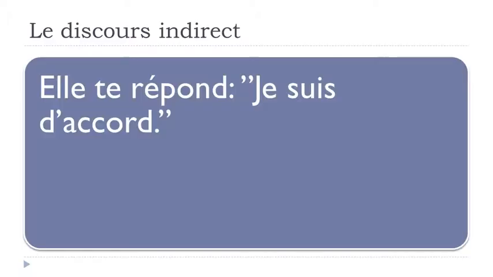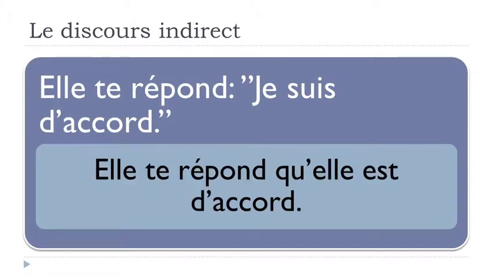So I wanted to first show you this simple example, because if we've got this sentence, elle te répond, je suis d'accord. Okay, so répondre is to answer, te, it's for you, so she answers you. Je suis d'accord, okay, so in French this je suis d'accord is I do agree. Of course, in that situation, if we want to transpose this first structure to discours indirect, it's quite simple because you just need to put back all your elements.